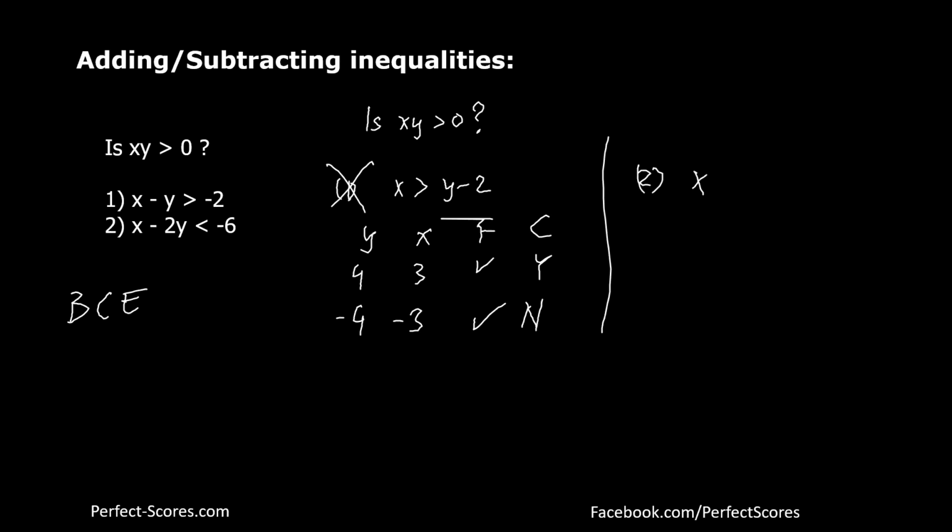In here, x is less than 2y minus 6. That means, again, I can just start with y. If y is 4, what is x? x is less than 2. If x is less than 2, then x could be 1 or x could be negative 1, right? That means what about xy? xy can be positive here, so it's a yes. It can be negative here, so it's a no. So it is insufficient.